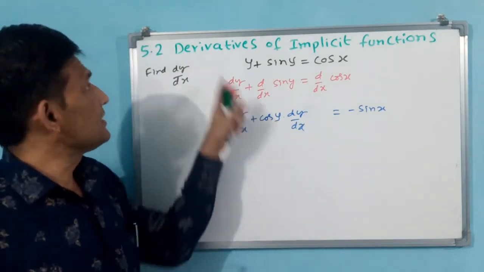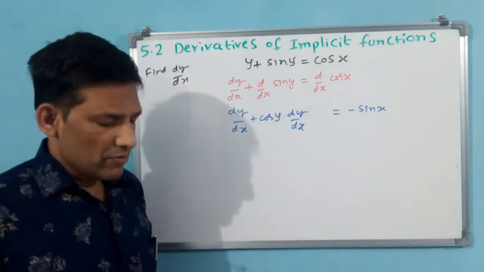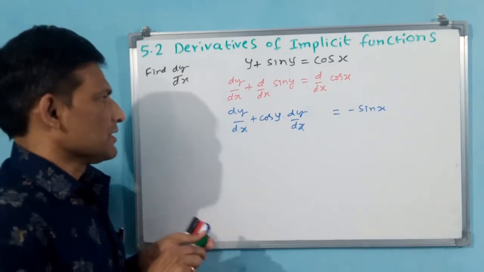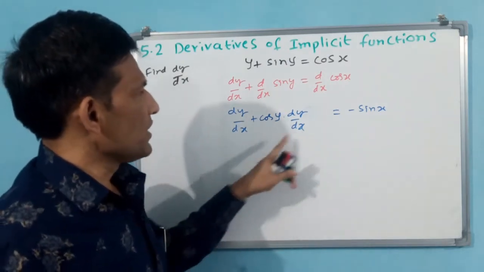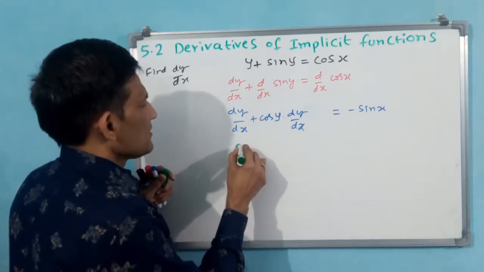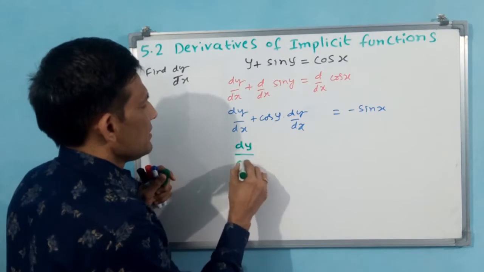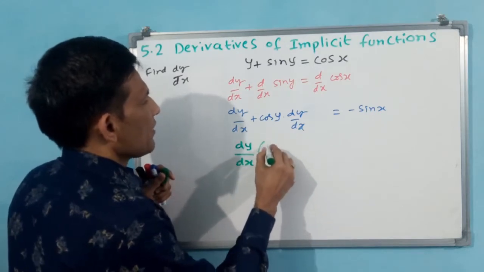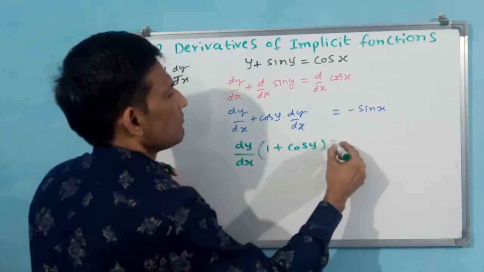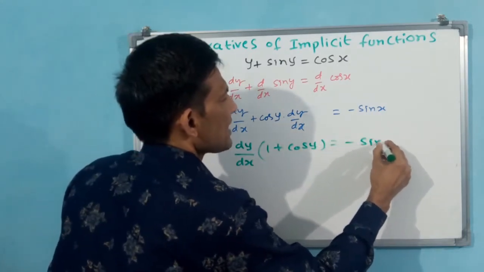This is the process in the derivative of implicit functions that we have to do. Okay. Now you see what I am doing. In both terms dy by dx is common. I am taking it common. If I take dy by dx common, 1 plus cos y is going to come, and that is equal to minus sin x.